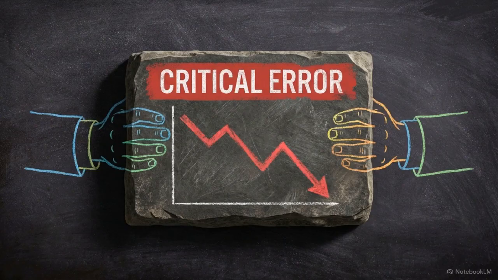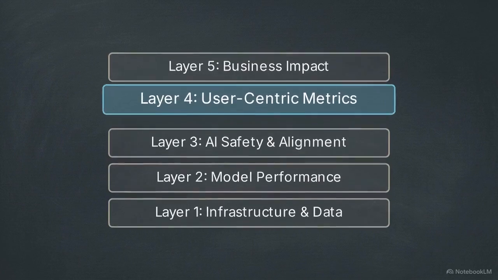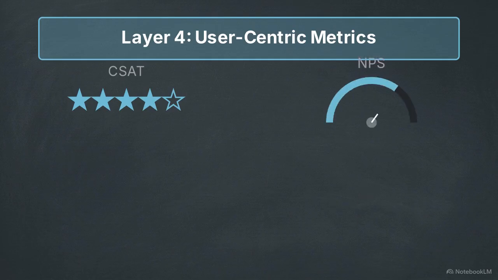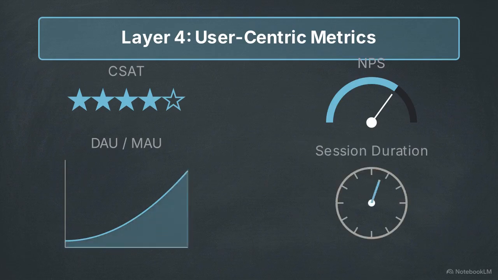Without strict governance and active drift monitoring, an AI system will slowly erode its own predictive value and introduce immense liability to the organization. Next, we measure how human beings actually perceive and adopt the tool in Layer 4, User-Centric metrics. We quantify real-world engagement by checking user satisfaction scores like CSAT and NPS, tracking daily and monthly active users, and logging session duration to see if the AI holds their attention.